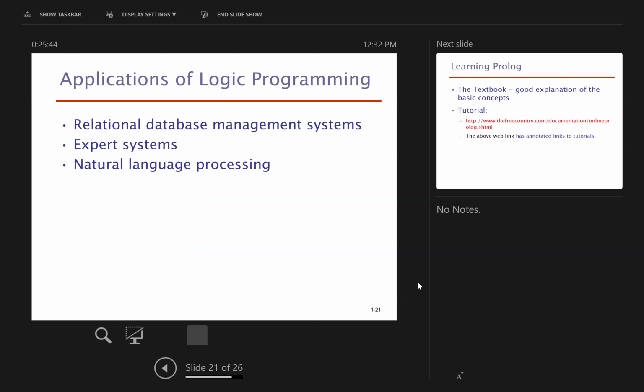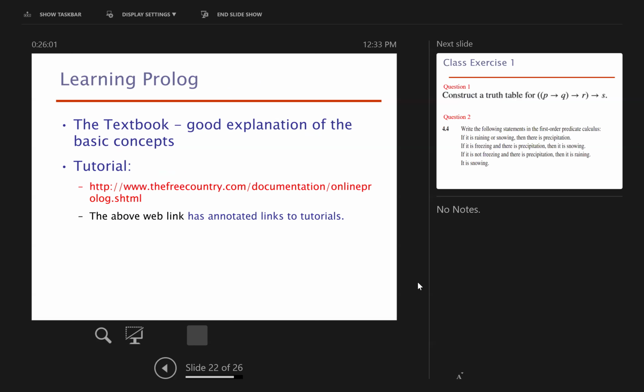Natural language processing also, we can use it for that. Maybe this book was published a little bit older, but today for natural language processing we actually have a Python package, called NLTK or something. But again, Prolog also can be used for that.